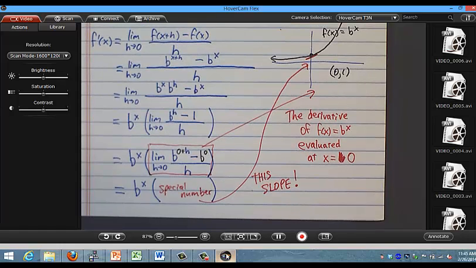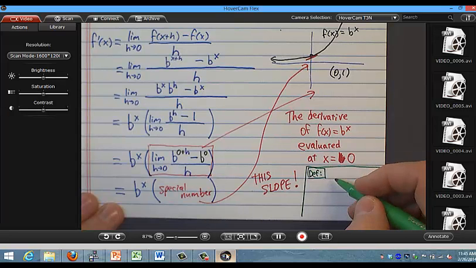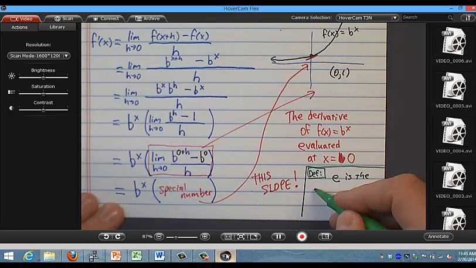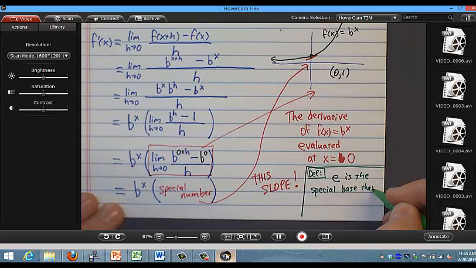How about I say this? Here's a definition. e is the special number, or the special base, that makes this special number equal to 1. All right?